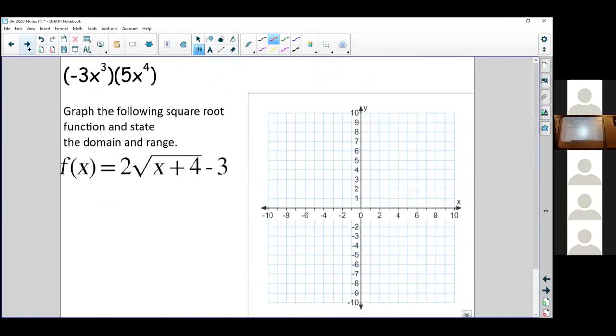All right, top problem. x to the third, x to the fourth. We add the exponents. -3 times 5 is -15. So that problem's done there. That had nothing to do with the bottom problem.